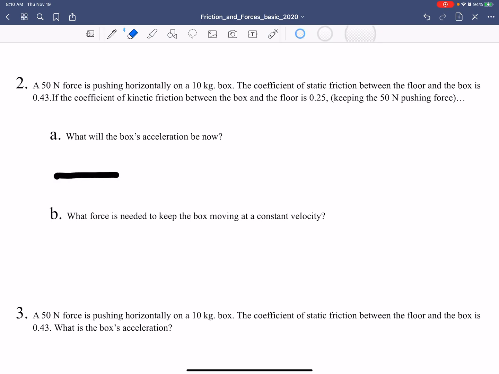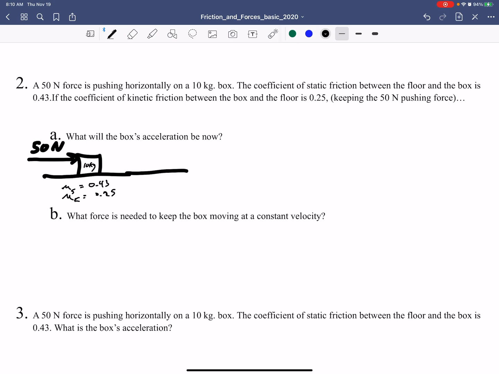Okay, so let's start with just a simple picture here. We've got a 50 Newton force pushing this way. This is 10 kilograms. The coefficient of static friction is 0.43, and the coefficient of kinetic friction is 0.25. So mu sub s is 0.43, and mu sub k is equal to 0.25.